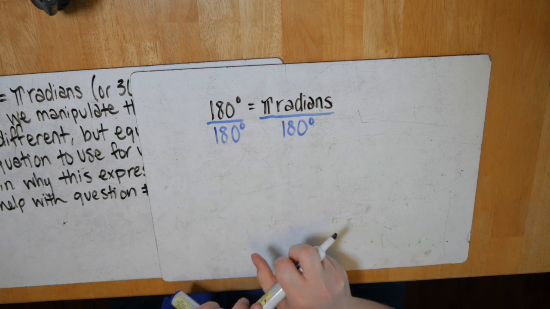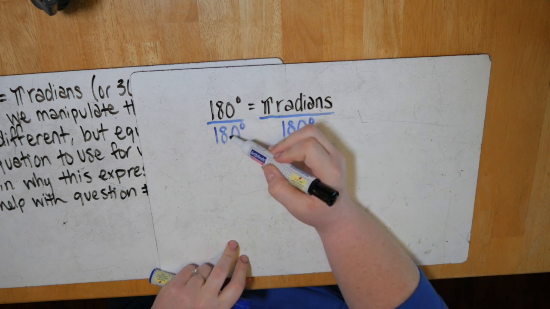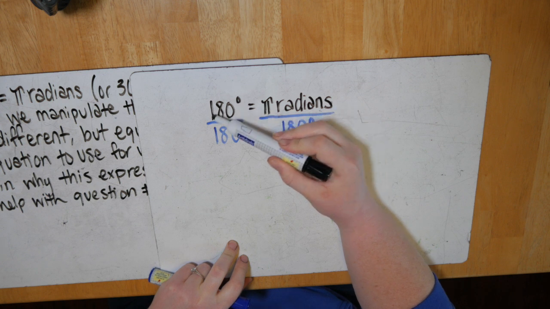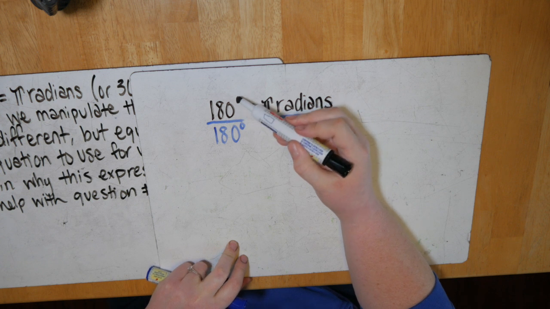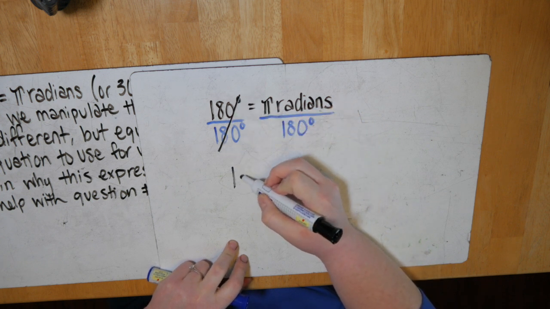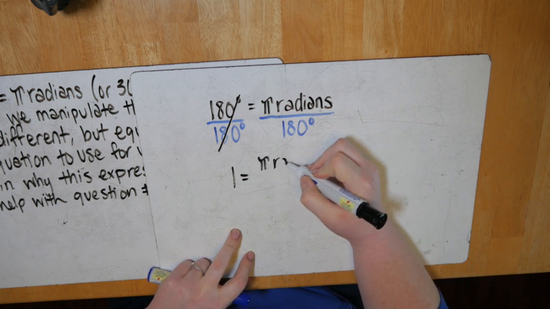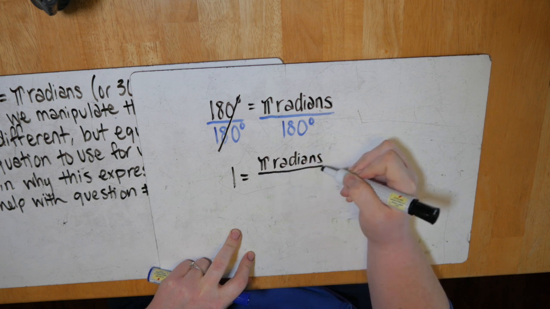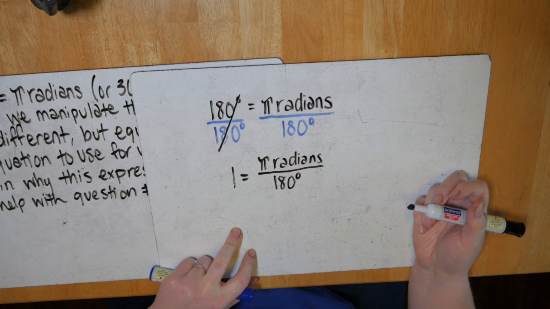And second of all, if we divide both sides by 180 degrees, we're going to get, on the left side, 180 degrees divided by 180 degrees. Anything divided by itself will cancel out to be 1. So that will get us 1 equals pi radians divided by 180 degrees.